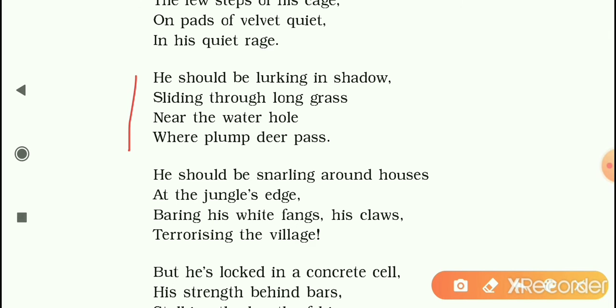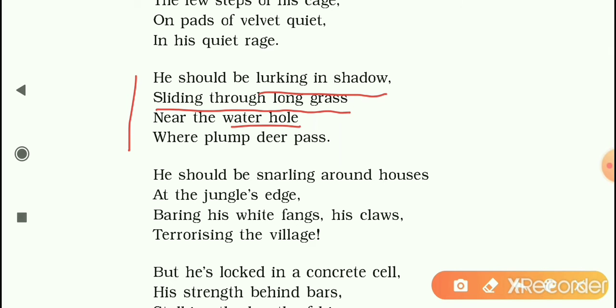So what does he do? He lurks in a shadow. Lurks means to hide in shadow, sliding through long grass. So in the jungle the tiger is disguising himself, hiding himself in the long grass to catch his prey near the water hole. As you know, how does a tiger actually hunt a deer? He waits in the forest near a water hole. A water hole is a shallow pond like area where deer and other animals come to drink water.